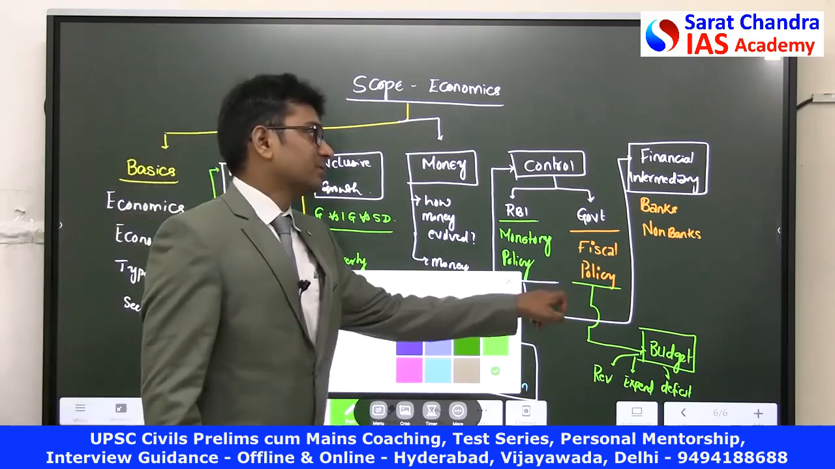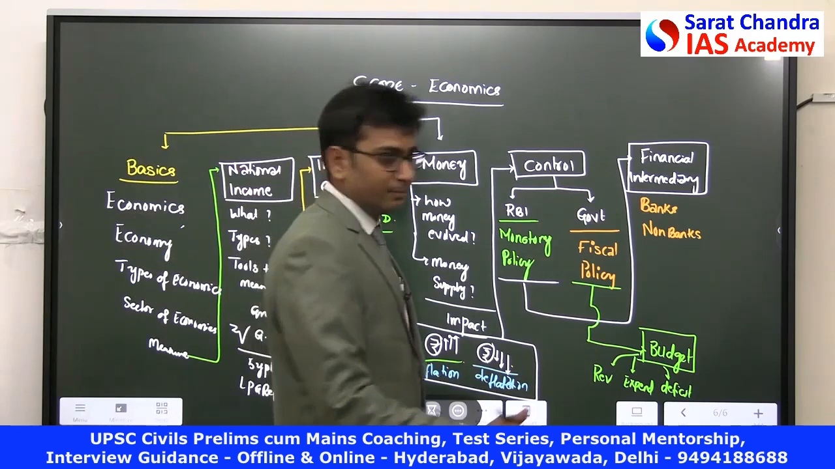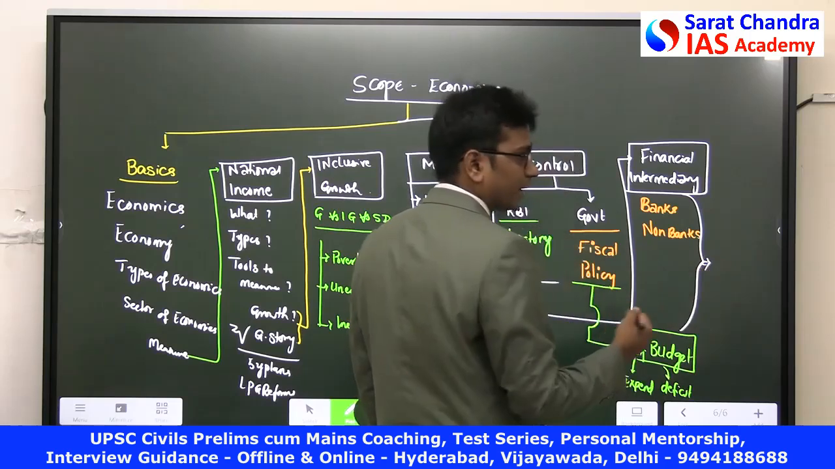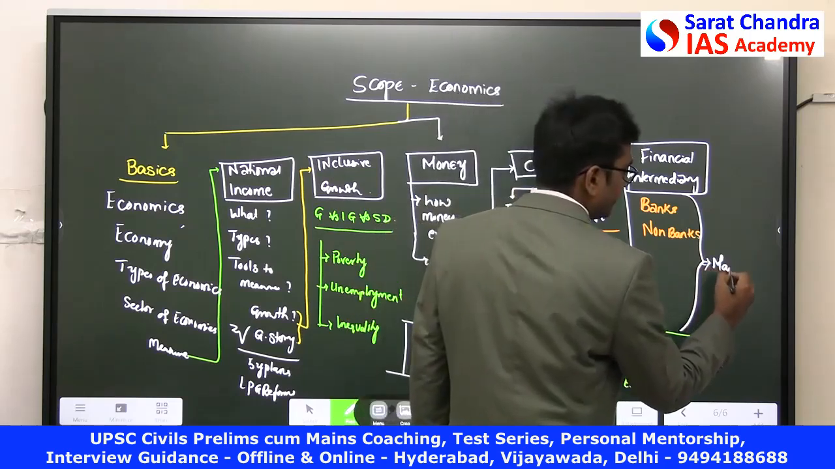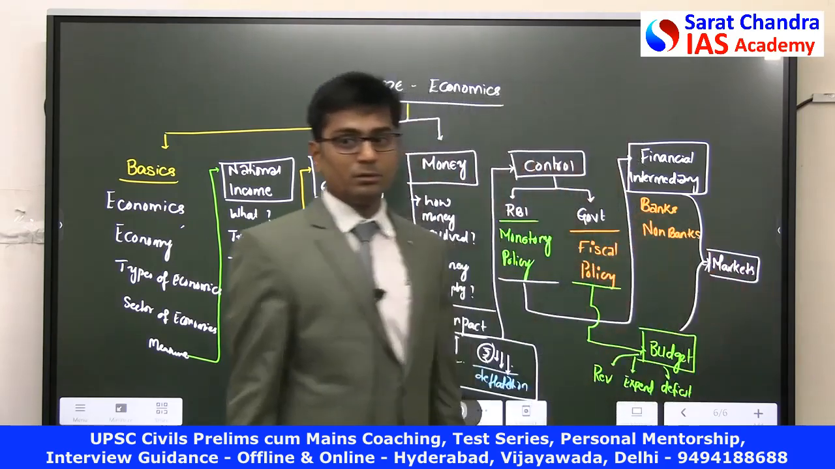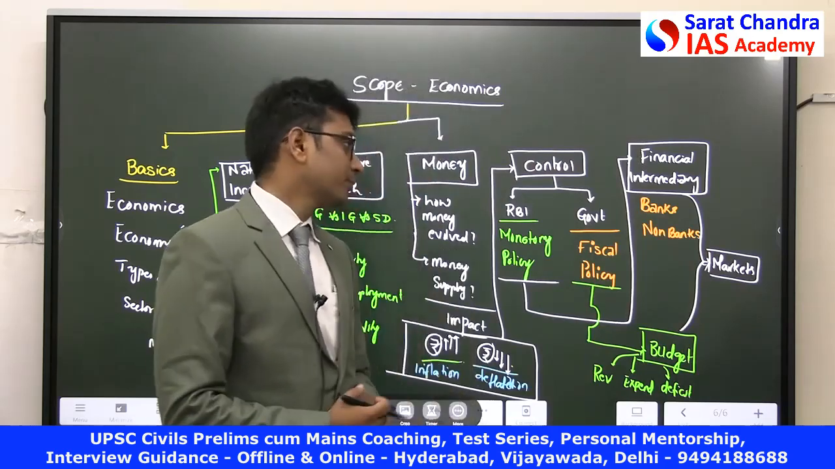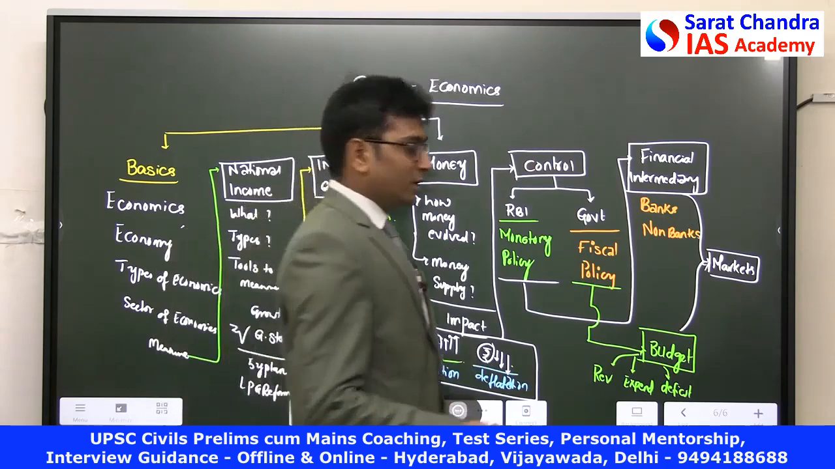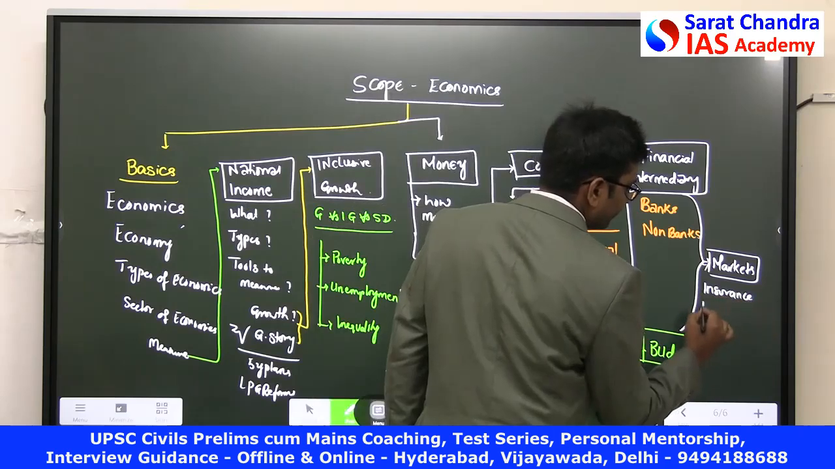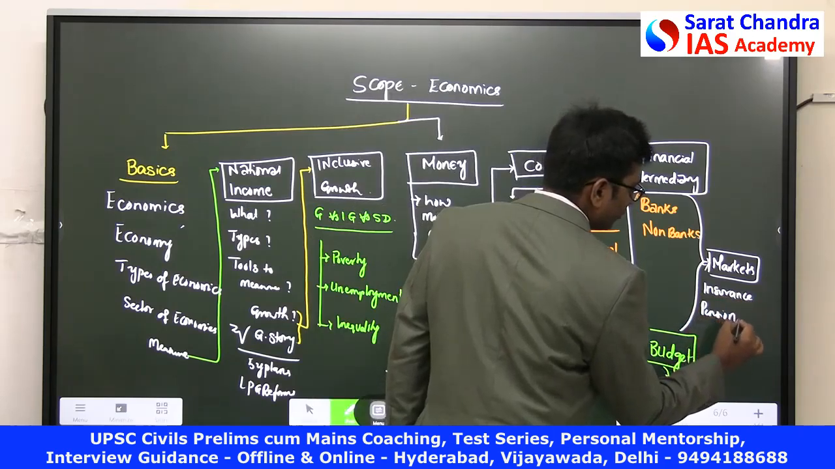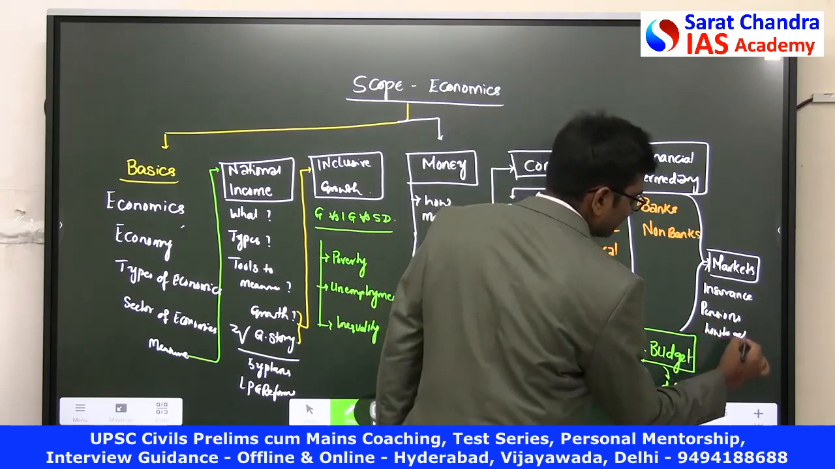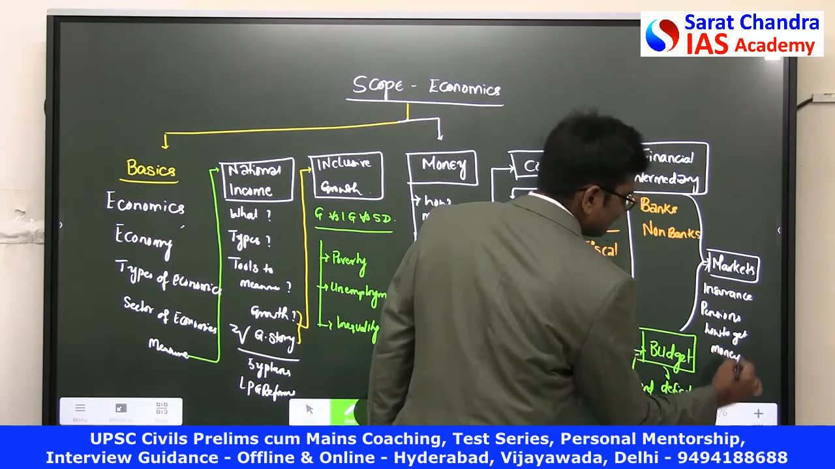After covering these two chapters, financial intermediaries and budget, these two will lead us to one more topic called markets. What exactly are markets, how many types of markets are there? This leads to the next topic called markets, where you will study what insurance is, what pensions are, how we get money, how to pool money, like this.